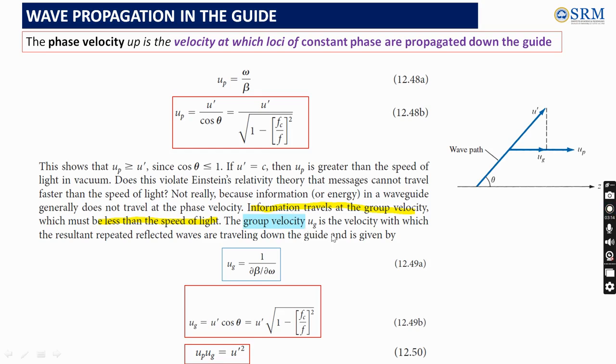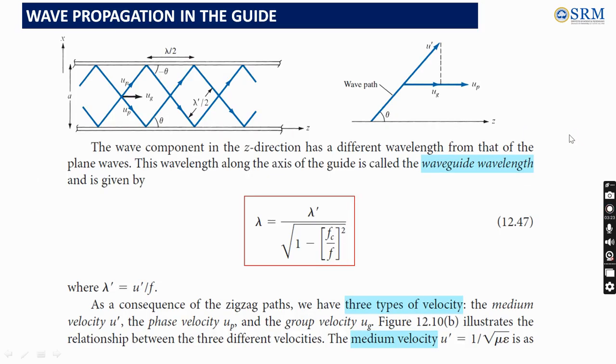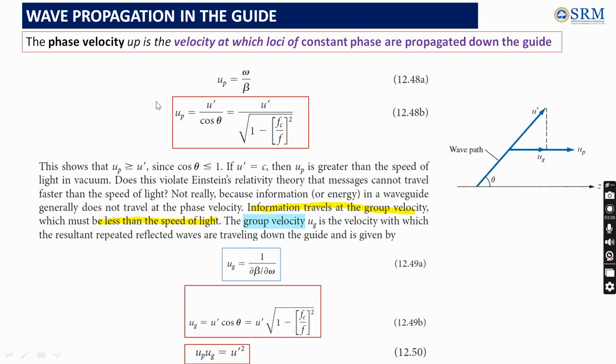Group velocity Ug is nothing but the velocity with which the resultant reflected waves travel down the guide. How they travel down the line is called the group velocity. So Ug is 1 divided by d beta by d omega. If you find Ug, it is u dash multiplied by cosine of the angle, so the medium velocity is multiplied by the same factor. If we multiply phase velocity and group velocity, it is equal to the medium velocity squared.